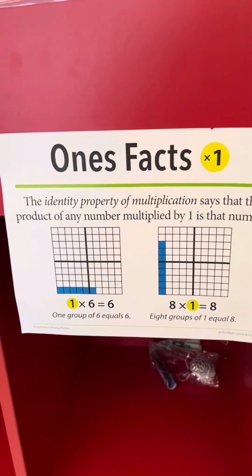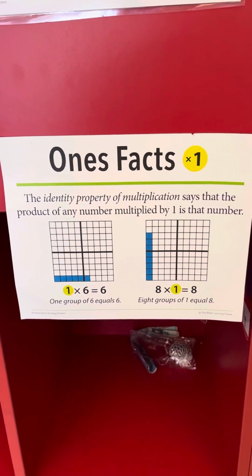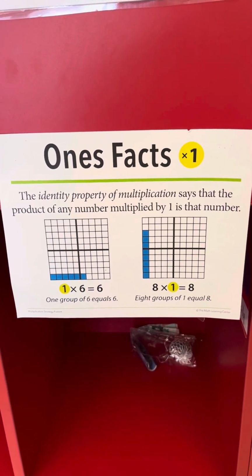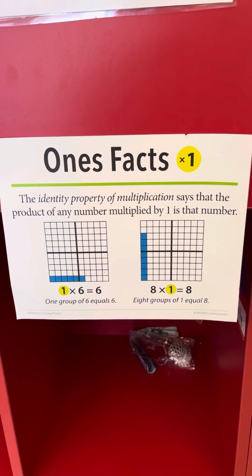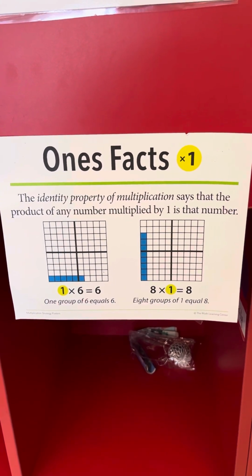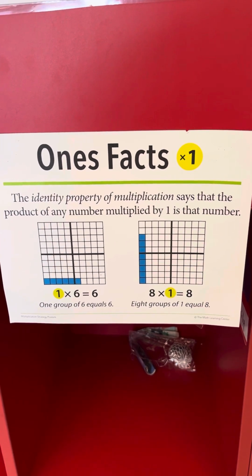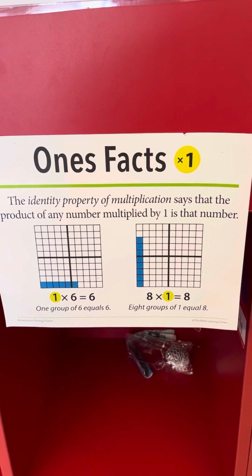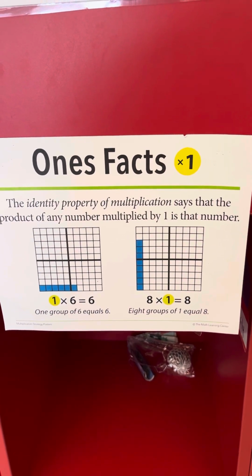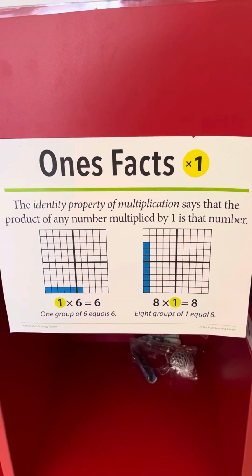Moving on to the ones facts. The identity property of multiplication says that the product of any number multiplied by 1 is that number. So looking at the example on the left, 1 group of 6 equals 6. If I have one circle with 6 dots inside, that's 6.